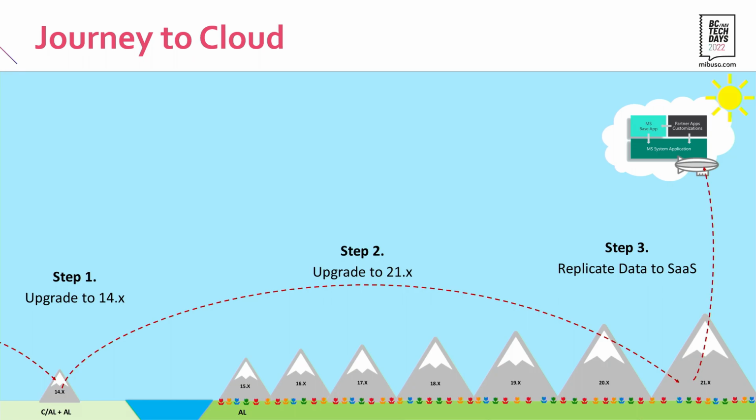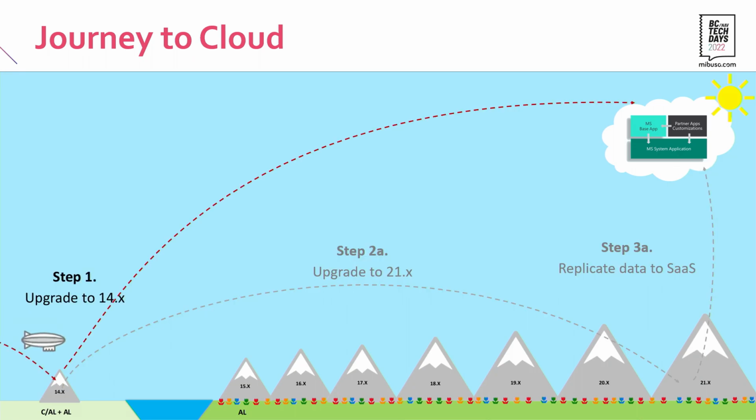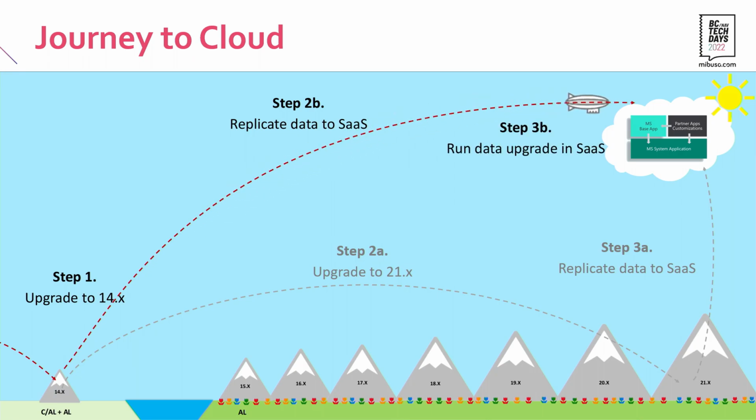But the problem with this path is that you need to write the upgrade scripts and do the on-prem upgrade. The alternative path is that you can go to 14, and then you can replicate the data to SaaS. You can go straight to the latest version of the cloud, and then we will run the upgrade in the SaaS version. This path is better because you don't need to do the on-prem upgrade.